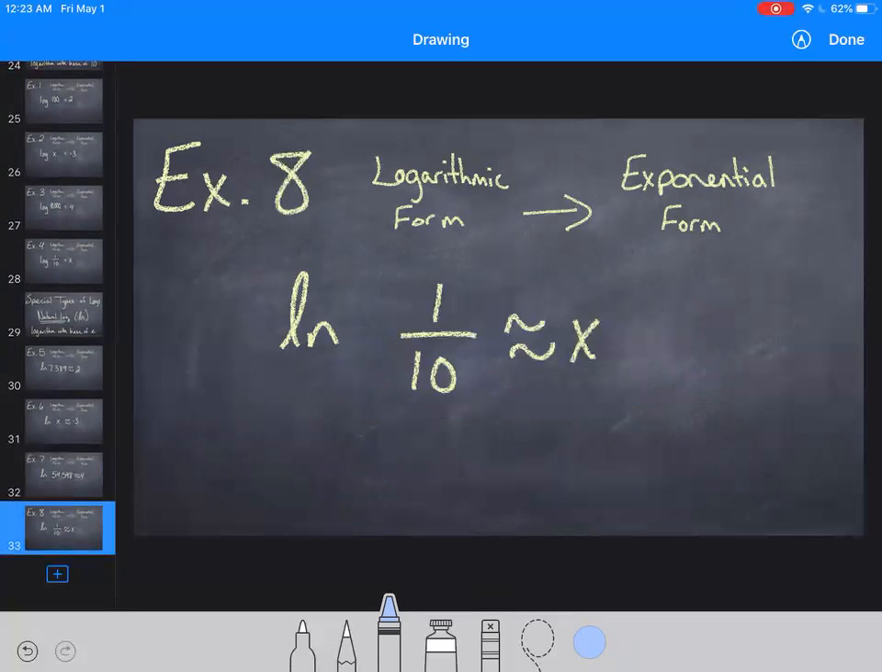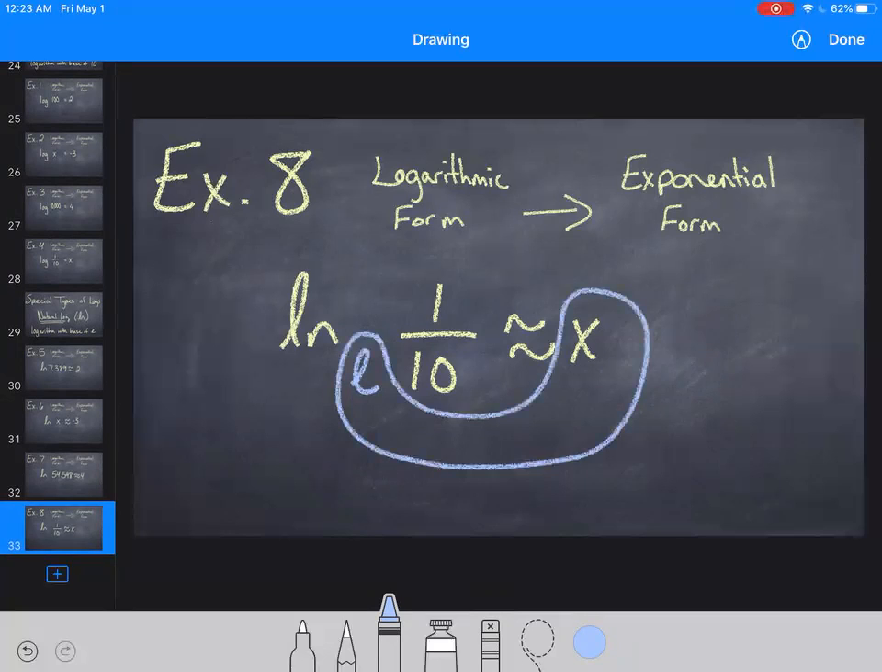Let's look at example 8. Same thing. I have the natural log of 1/10 is approximately x. I'm going to put my e here. I'm going to circle my base and my answer. And whenever I rewrite it, I get e to the x is approximately 1/10.